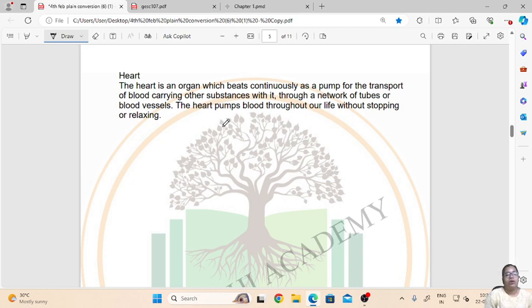The heart is an organ which beats continuously as a pump for the transport of blood carrying other substances with it. Through a network of tubes or blood vessels, the heart pumps blood throughout our life without stopping or relaxing. So the heart helps in pumping the oxygenated and deoxygenated blood, and that blood is then supplied to the different parts of our body through vessels such as veins, capillaries and arteries.